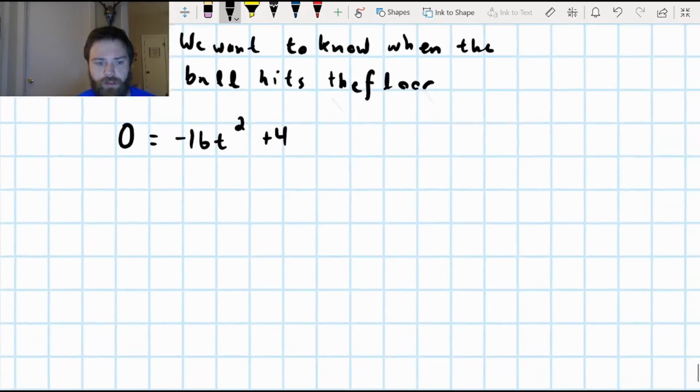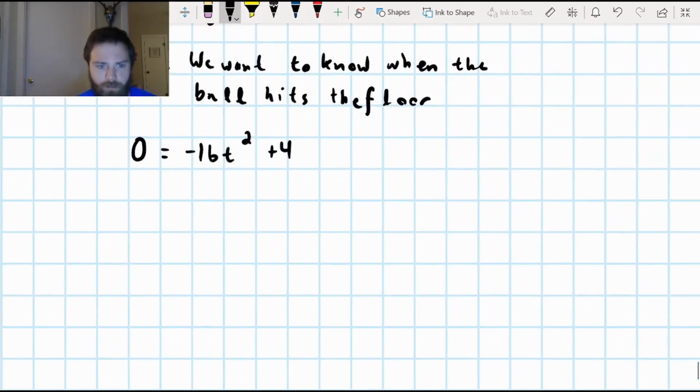I'm going to show you 2 methods to solve this. The first method you might be familiar with. I've got a GCF here. My GCF is negative 4, and I'm going to make it negative 4 just to get rid of that negative there to make it nice. So negative 16 divided by negative 4 gives me 4t squared, and then 4 divided by 4 gives me 1. Now 4 and 1 are perfect squares, and that should be a negative there. That's my bad. 4 divided by negative 4 is negative 1.